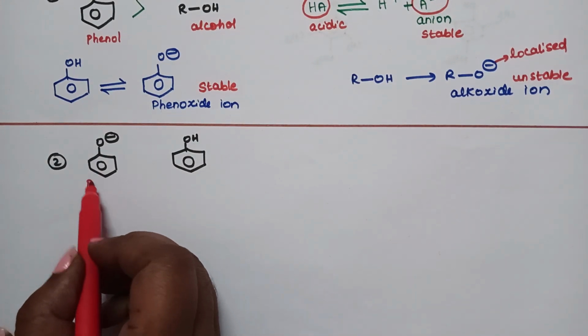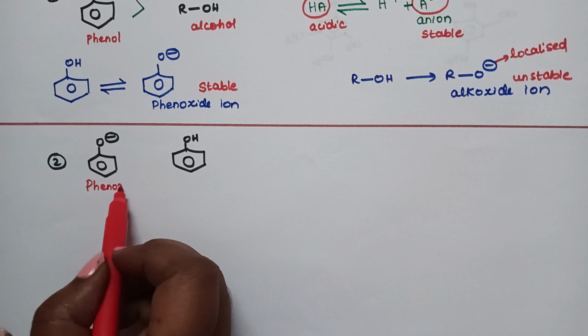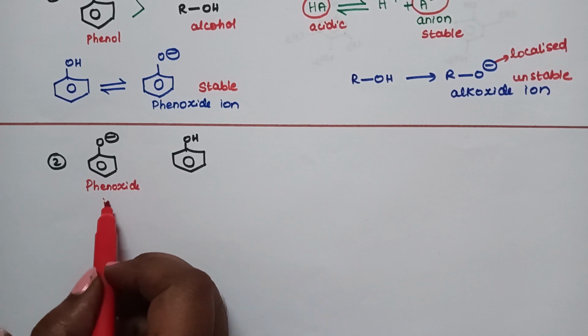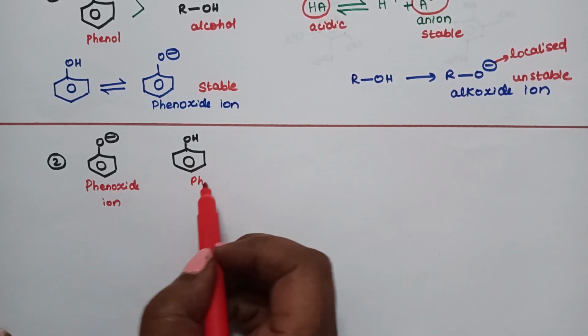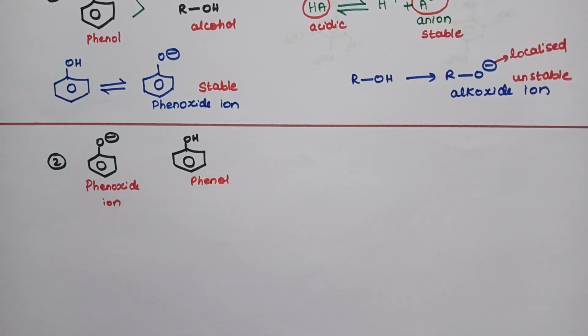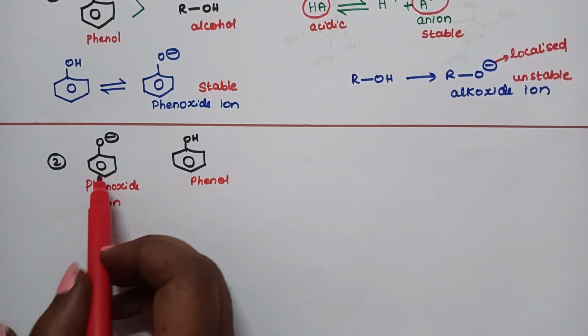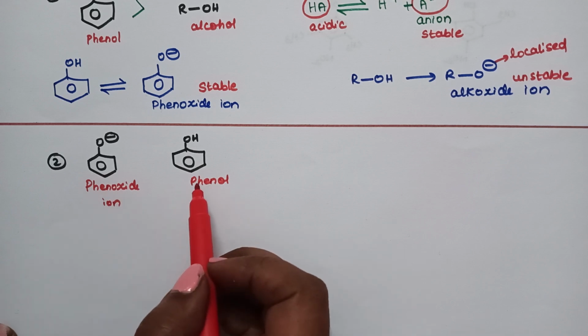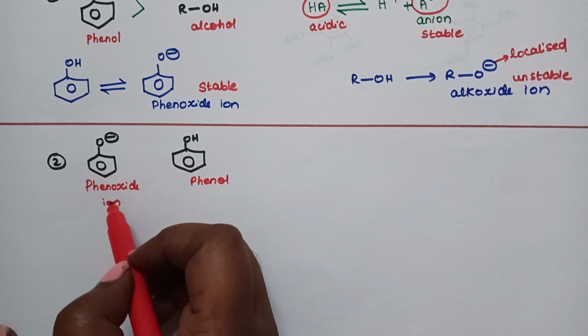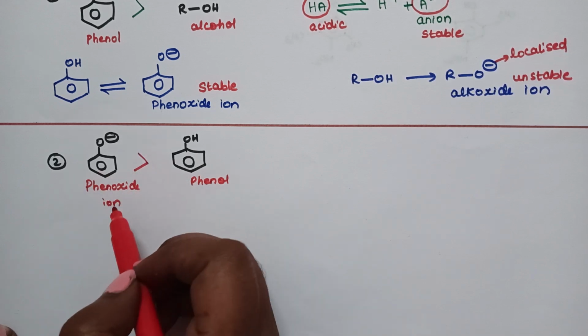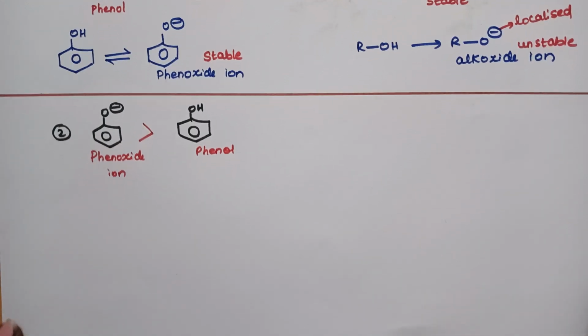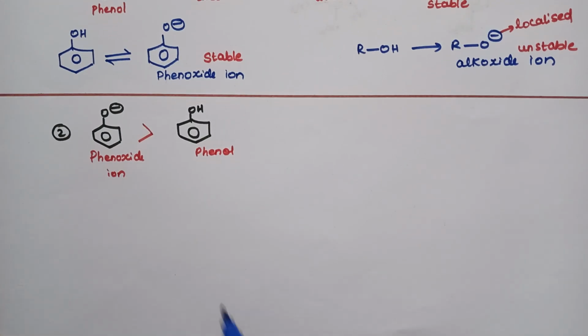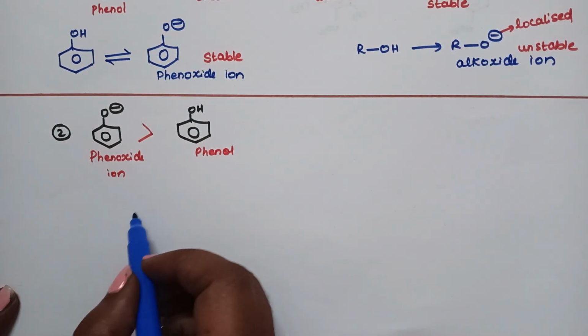This is phenoxide ion and this is phenol. Which is more stable here? Whether phenoxide ion is stable or is acidic, or phenol is acidic? The answer is phenoxide ion is more acidic in nature. So what is the reason? Let us write the resonance structures for this.